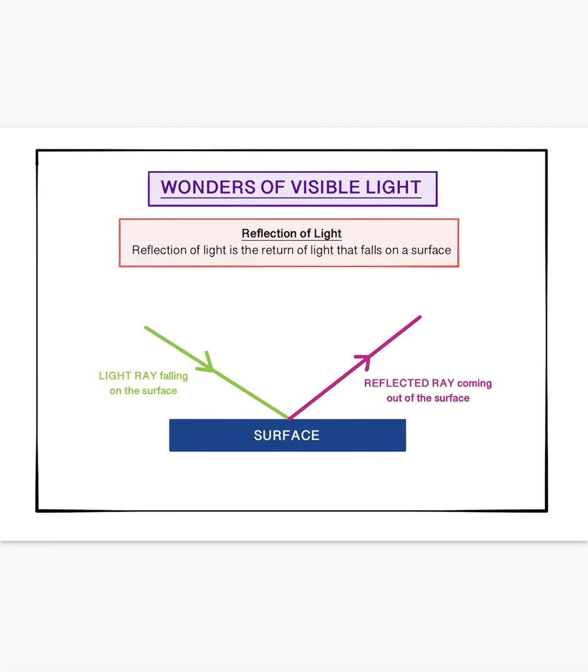To start off with, what is reflection? Reflection of light is the return of light that falls on a surface. Can you see the green light falling on a surface? This is hitting this surface and it is going back in this direction. This is called the incident ray and this is called the reflected ray. So this is called a reflection of light. That is, light will fall on any surface, many surfaces, and some will reflect it back. That is called reflection of light.